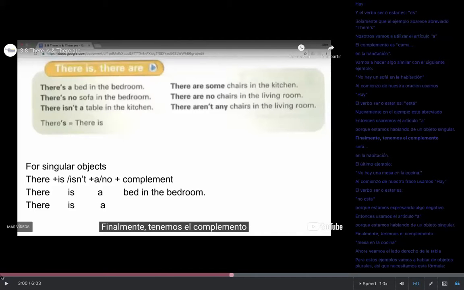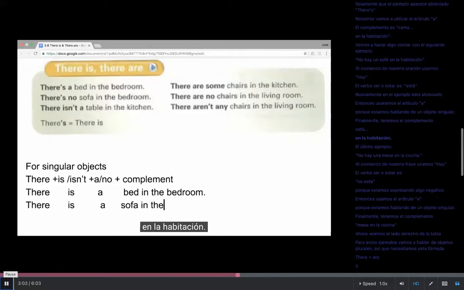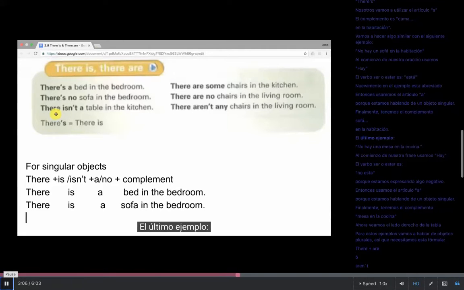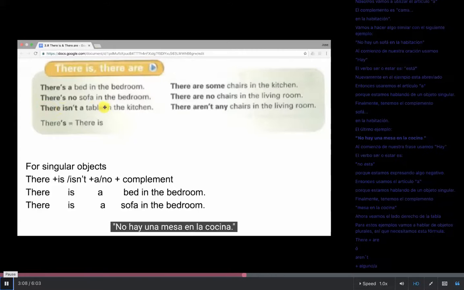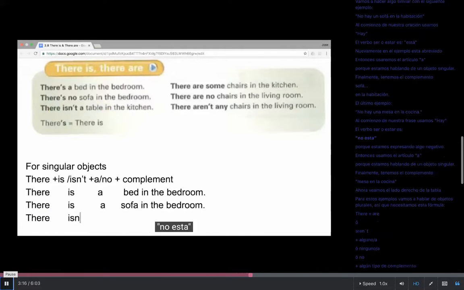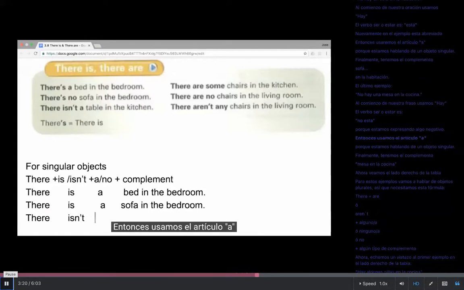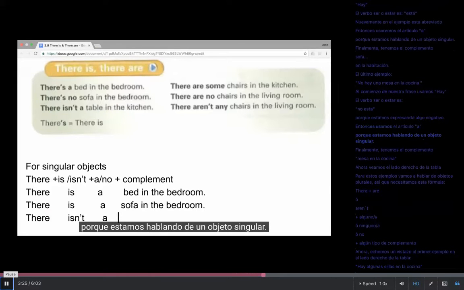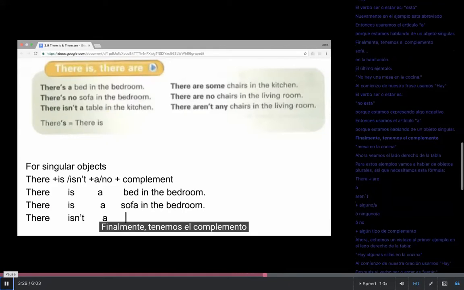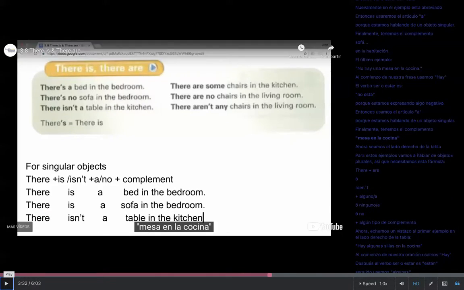You see here, we have these examples. Finally, we have the complement. Sofa in the bedroom. The last example, there isn't a table in the kitchen. At the beginning of our sentence, we use there. The verb to be is isn't, because we're expressing something negative. Then we use the article a, because we're talking about a singular object. Finally, we have the complement, table in the kitchen. Okay.